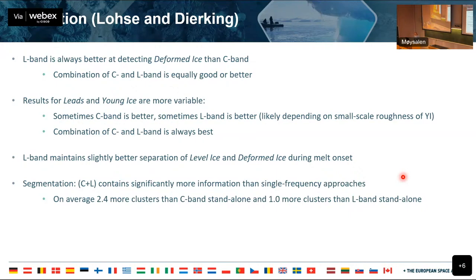The young ice and leads, I mean, one of the nemesis of sea ice classification for a long time. Sometimes C band is better, sometimes L band is better, but the combination of the two is always the best. And L band has a slightly better separation of level and deformed ice during melt onset. So now we're starting to get into that seasonality effect as well.